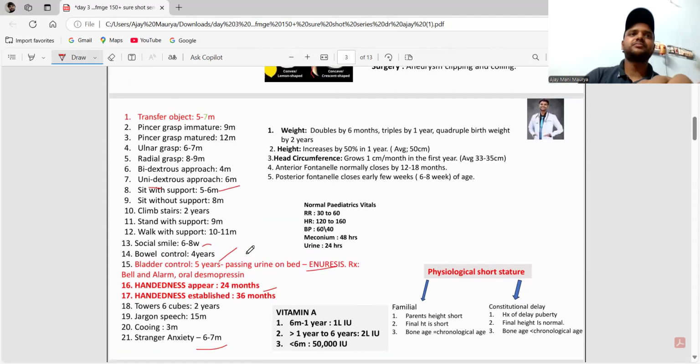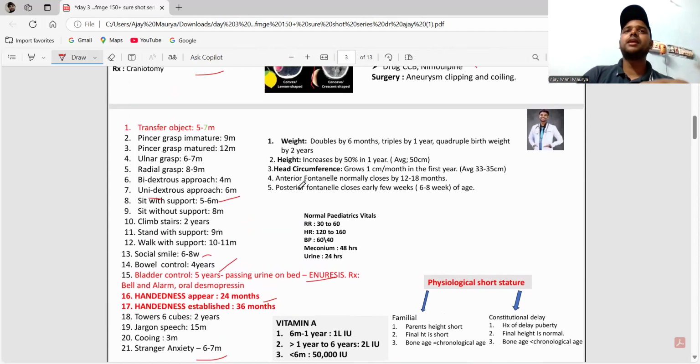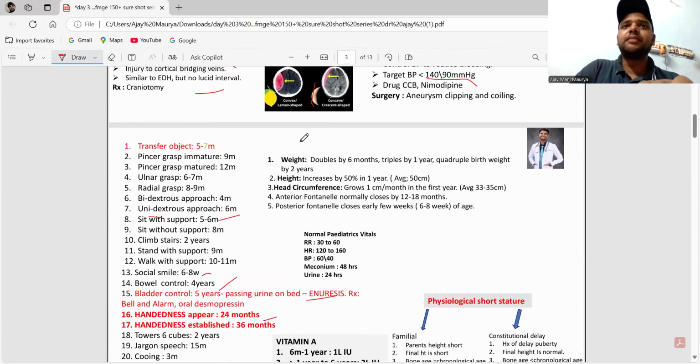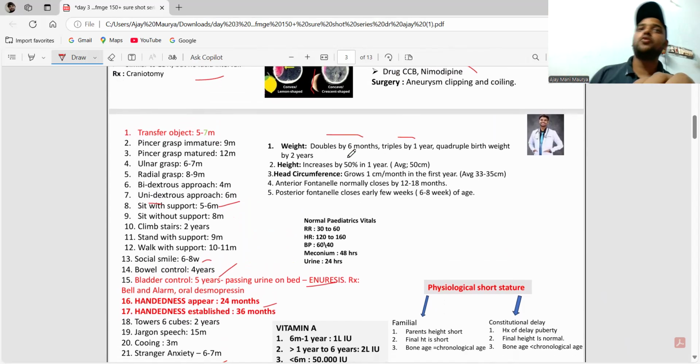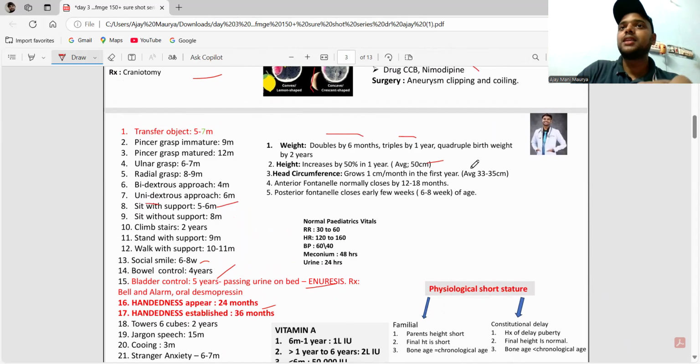Remember this, okay? See here, the weight doubles by 6 months, triples by 1 year, and quadruples the birth weight by 2 years. Height increases by 50% in 1 year. What is the average length? It is 50 centimeters. For the head circumference, what is the average? 33 to 35 centimeters. Okay.